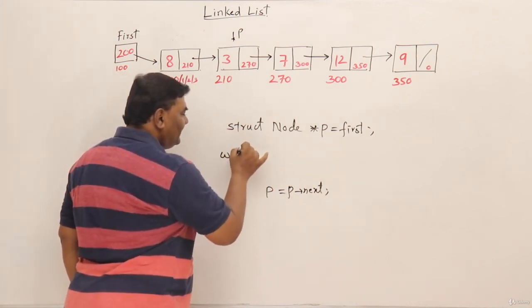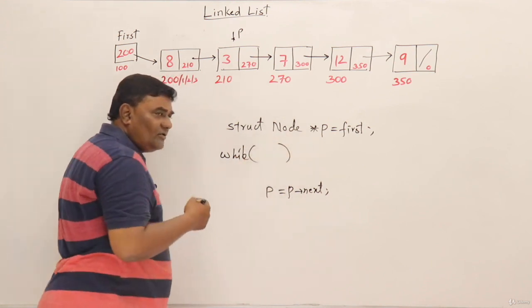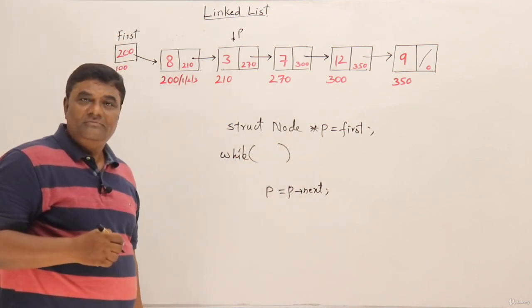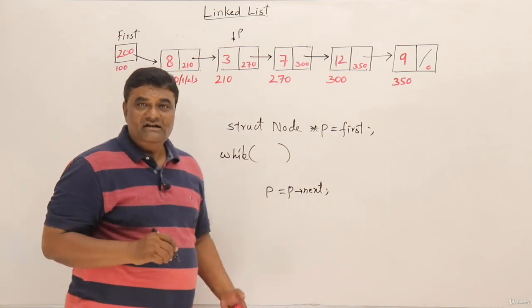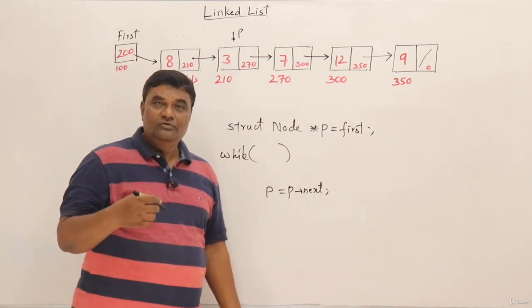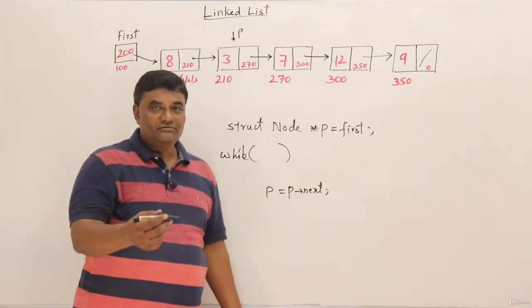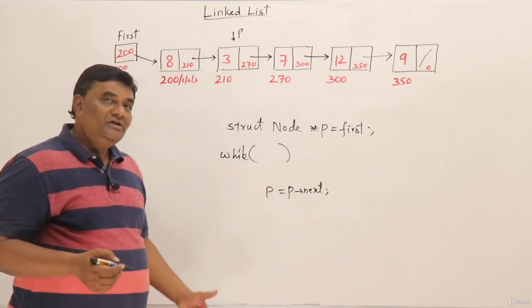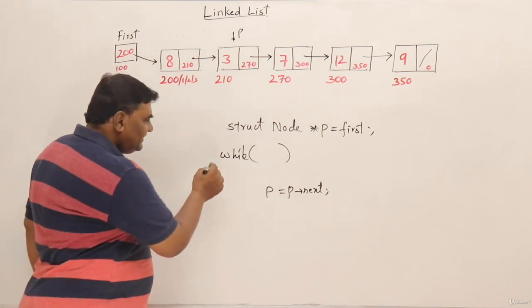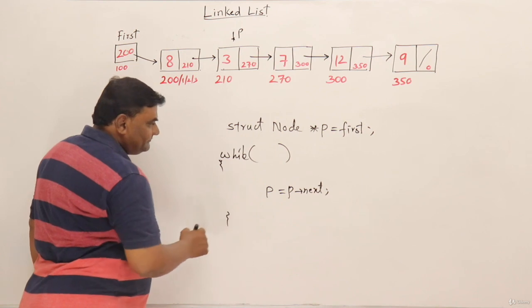So I will use a while loop. Now why a while loop? Why not a for loop? We don't know how many nodes are there. If you know how many times you have to repeat, you can go for a for loop. When you don't know, use a while loop. So this has to be done in a while loop.